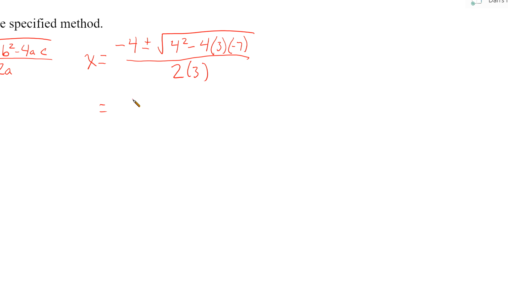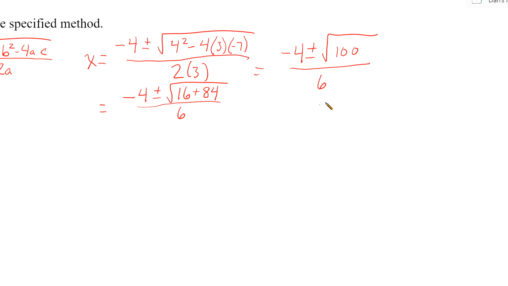So now, negative 4 plus or minus square root 16 is 4 squared. Let's see, that would be 21 times 4, which is 84. And then there's a negative and a negative, which makes it positive. So plus 84 all over 6. So that would be negative 4 plus or minus square root 100 over 6. Negative 4 plus or minus 10 over 6.